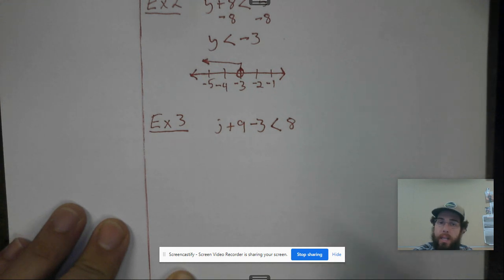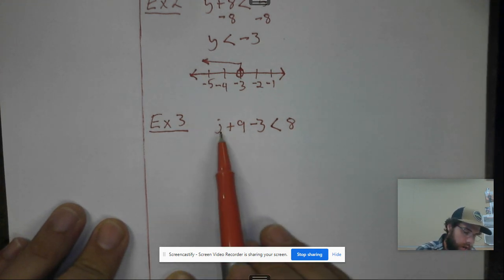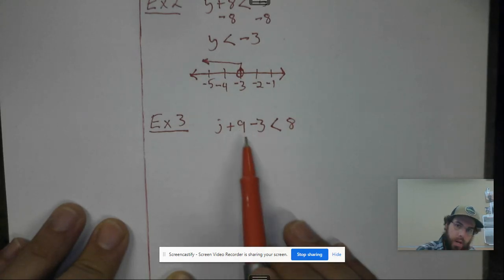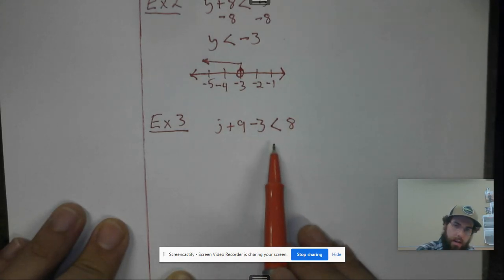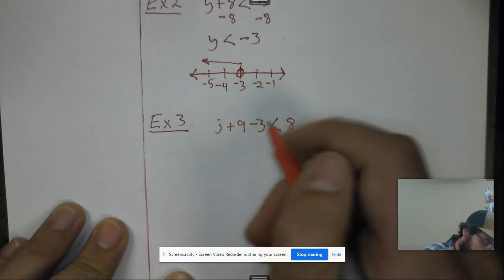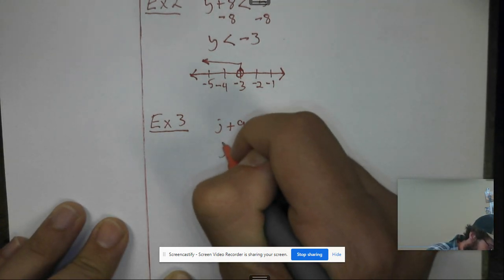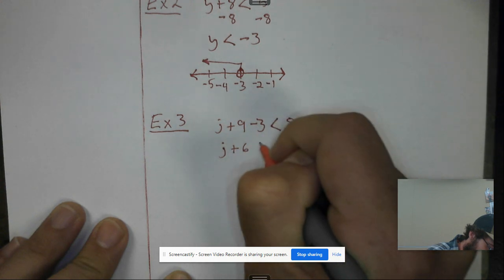So step 1, combine like terms. Here's a j. Do I have anything else with a j? Nope. So I've got these two constants that I want to combine. 9 minus 3. Step 1, what's 9 minus 3? 6. So I have j plus 6 is less than 8.